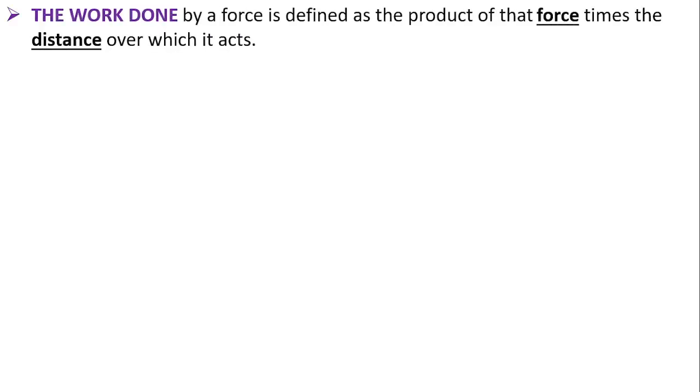So we'll look at work, energy and power. The first thing we are going to look at is what work done is. The work done by a force is defined as the product of the force and the distance. So it is just the multiplication of a force and the distance. In short, work is equal to force times the distance.